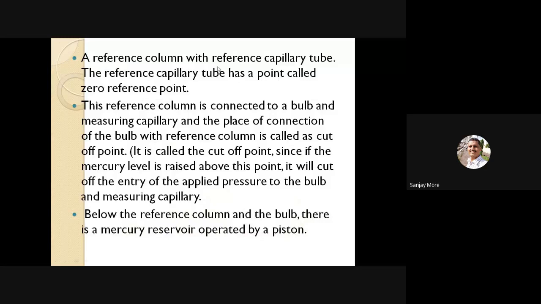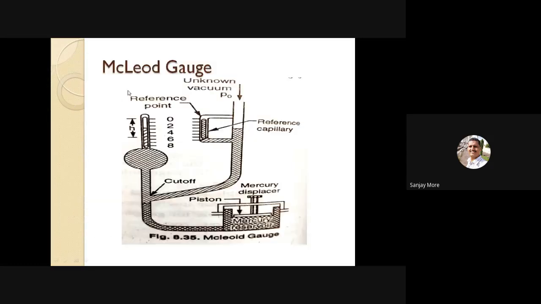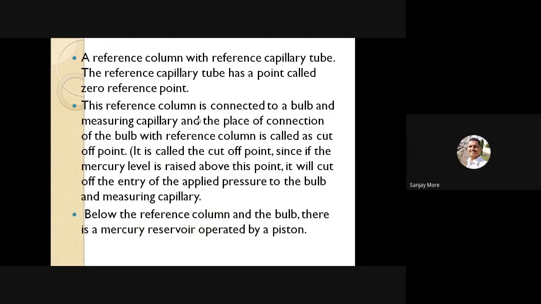See the reference column with the reference capillary tube. The reference capillary tube point is called the zero reference point here. This is the zero reference point. The reference column is connected to a bulb and measuring capillary, and the place of connection of the bulb with the reference column is called the cutoff point.